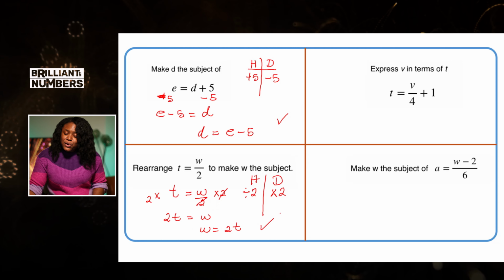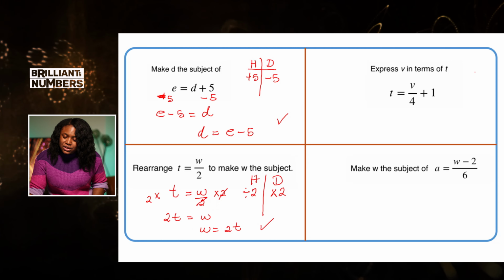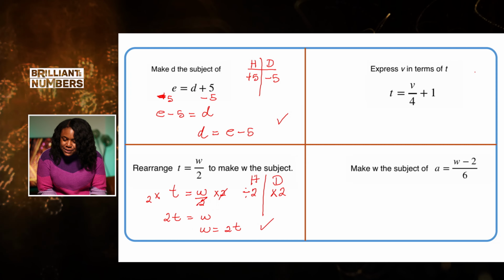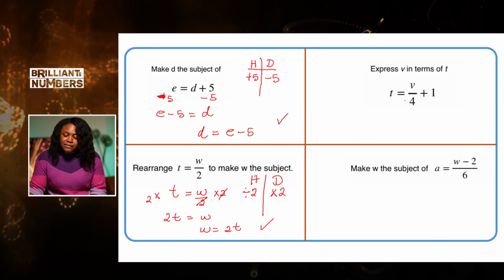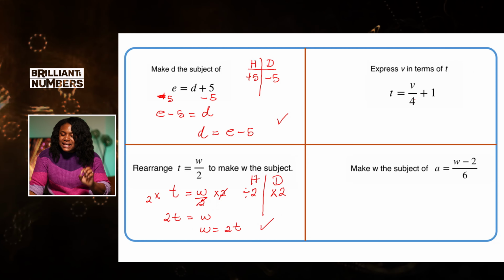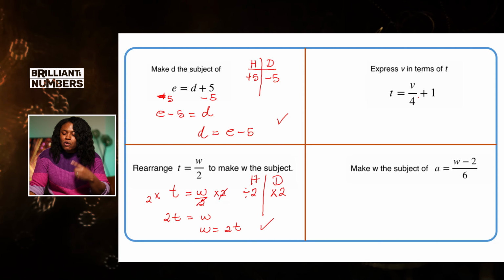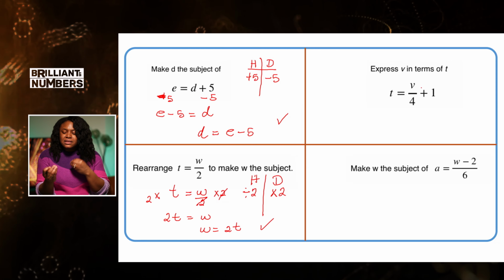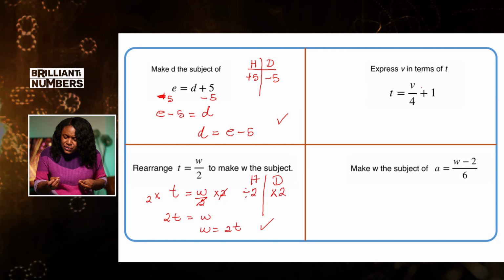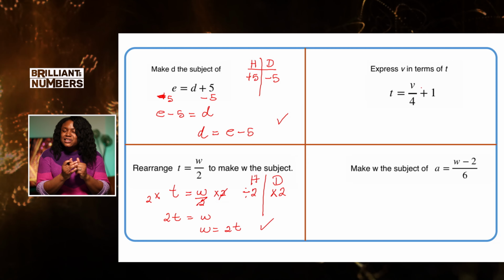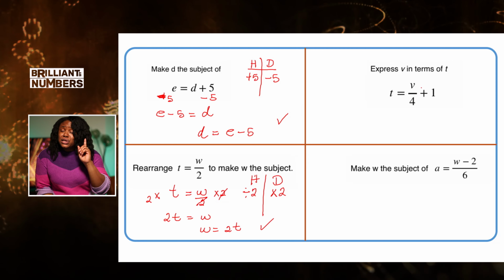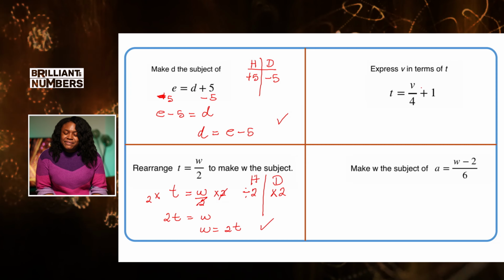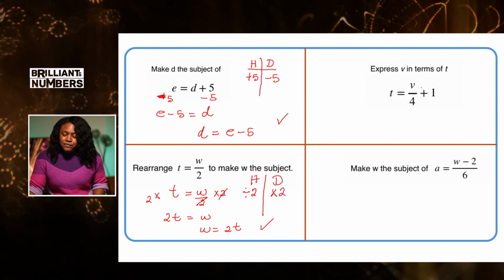Awesome. So now we go on to another question, but this time we need to do more than one step. So I'm going to observe. We're asked here to express V in terms of T. That's just another way of saying make V the subject. Now, even if you didn't know that, clearly in the question, T is already the subject and there is only one other variable. So therefore, I can reason they're asking me to make V the subject.